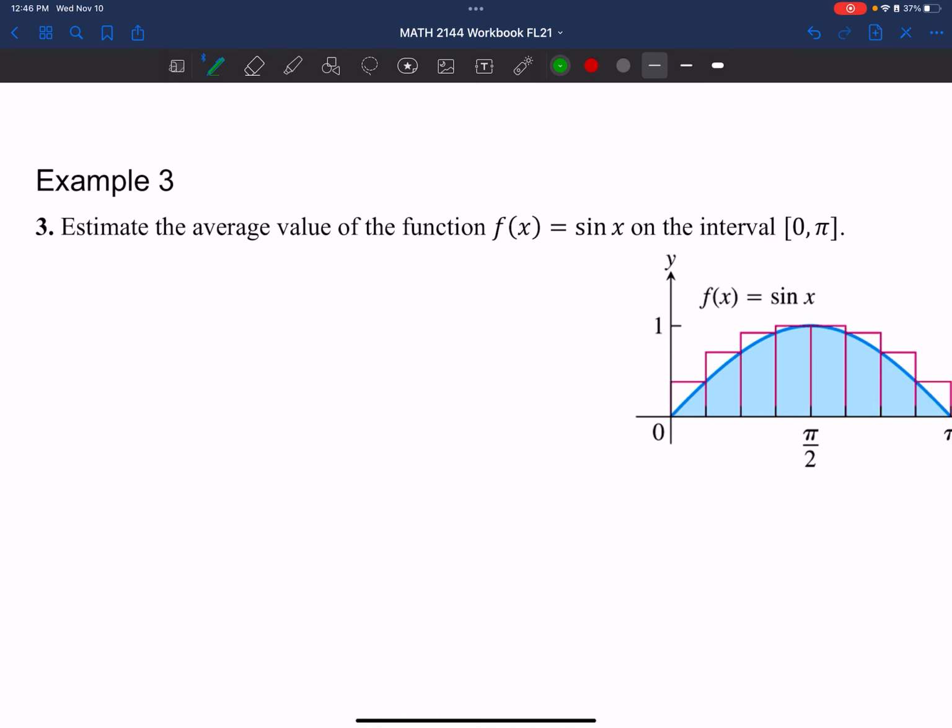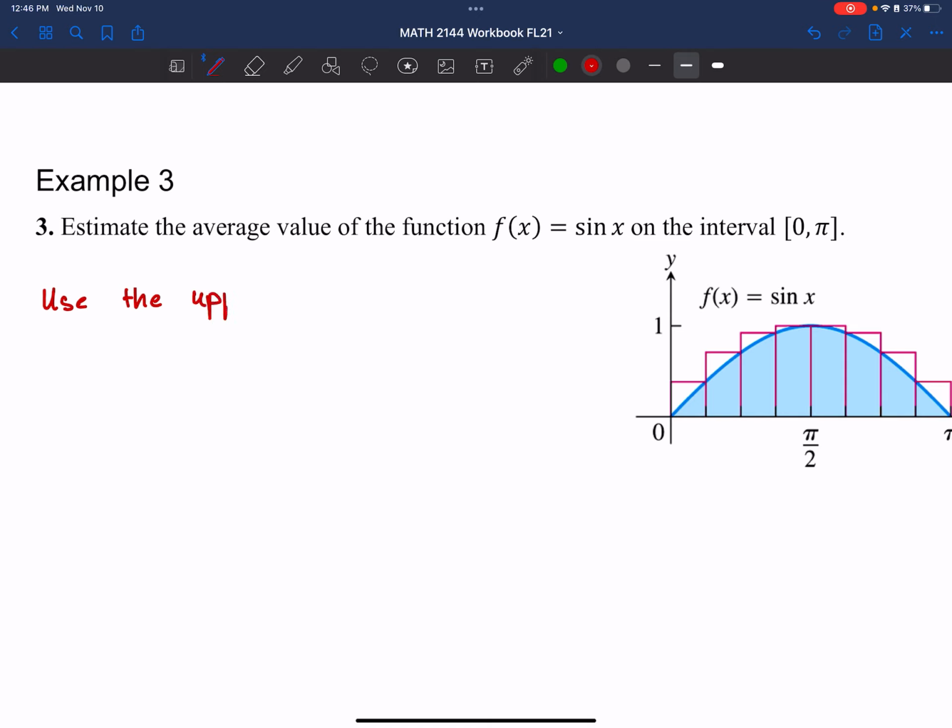Anyway, end of class. Estimate, keyword, the average value of this function on the interval from 0 to pi. Again, notice from 0 to pi, sine is a continuous non-negative function. So what we could do is, it's 2 parts. First part, it's already set up for us with the rectangles.